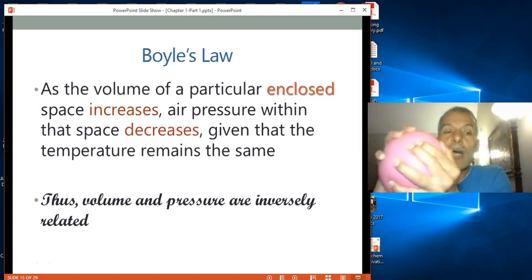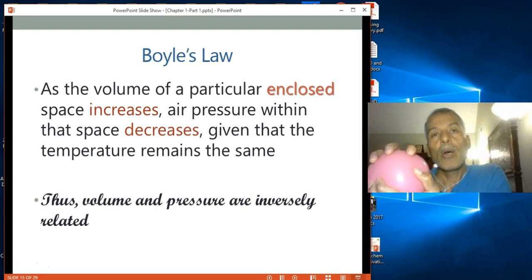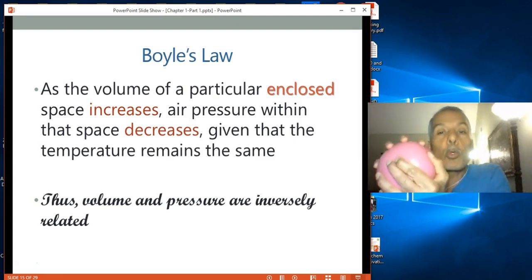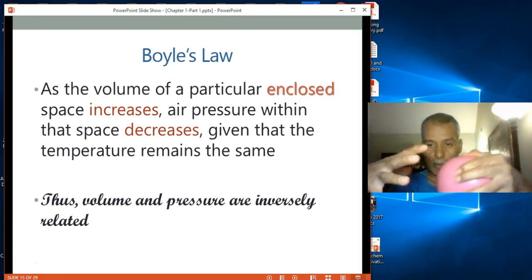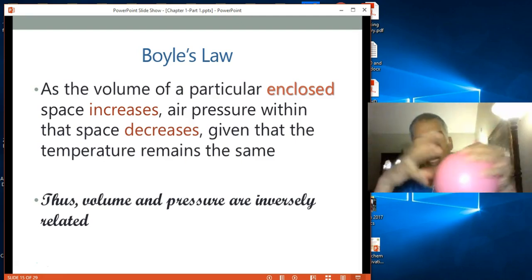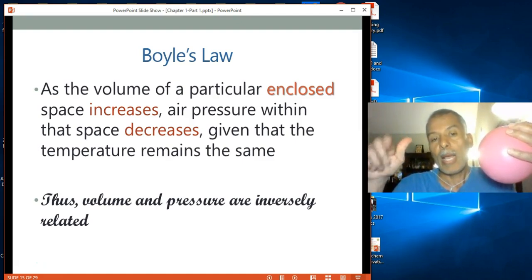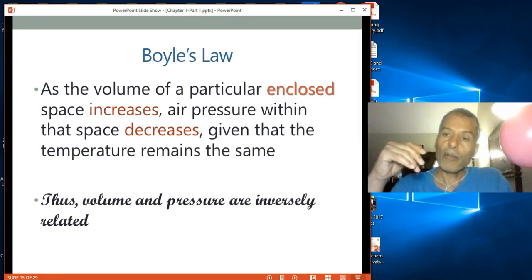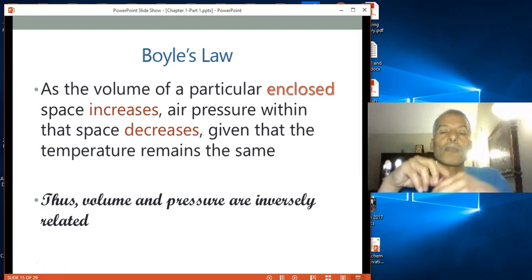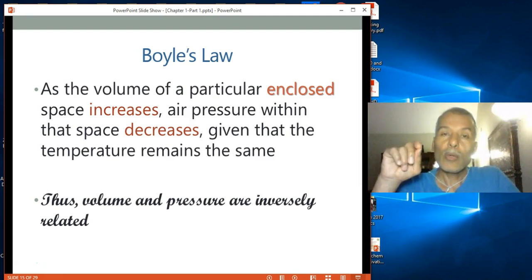So with this, now let's read the law again. As the volume of a particular enclosed container space increases, like I said, if I expand the space, holding the same amount of air, I'm going to have less pressure. And obviously, if I do the opposite, I will have the reverse conclusion. So, given that the temperature remains the same. Why are we saying that?